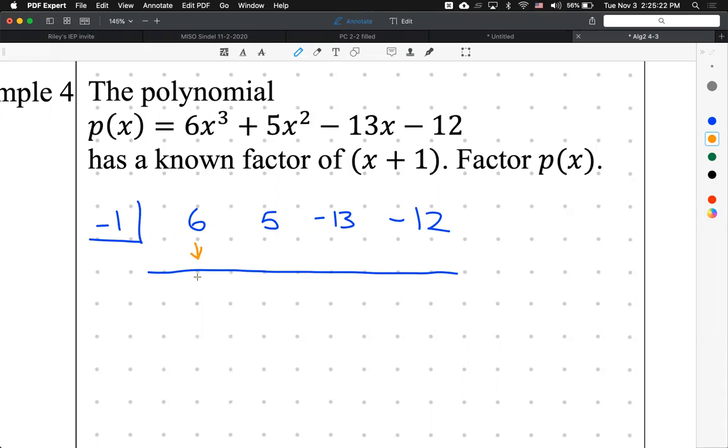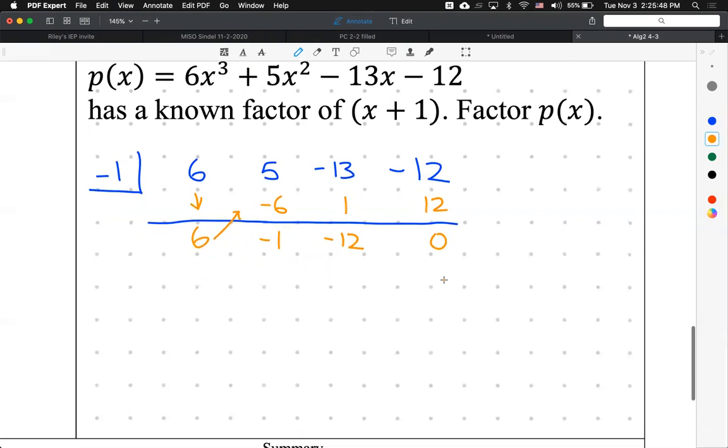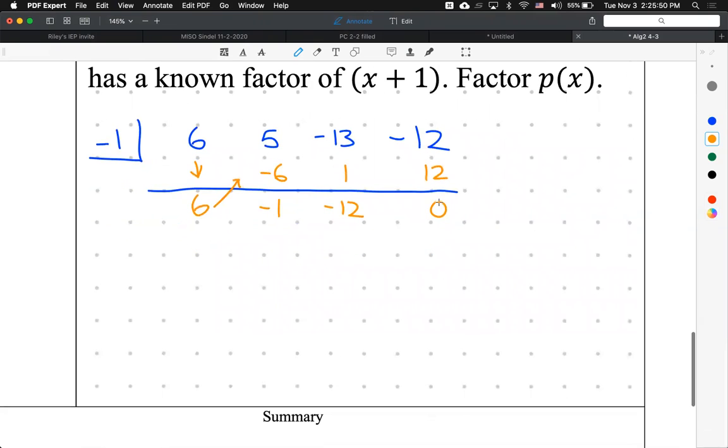6 drops down, turns into just a 6. Multiply by -1. 6 times -1 is -6. Add down, I get -1. Multiply this -1 by -1, I get a positive 1. Positive 1 plus a -13 is a -12. -12 times a -1 is a positive 12, and -12 plus 12 is 0. Again, my remainder is 0, which means, yes, I give myself the thumbs up, and I haven't made a mistake. Because if it is a 0 here, that means that it is indeed a factor, that x plus 1 is a factor.